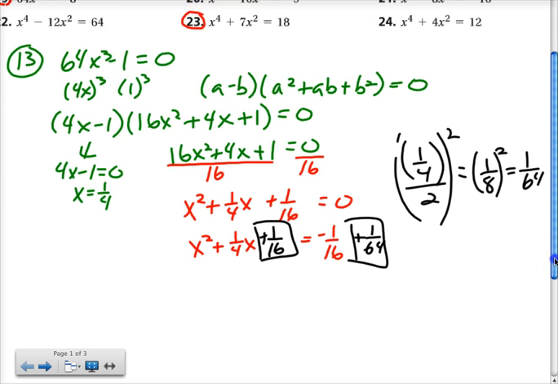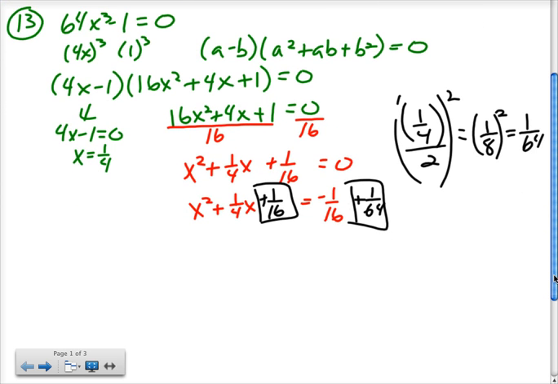All right, next thing to do is to write the left-hand side as a binomial squared. So you have to think back, what did I square to get 1/64? Oh, I wrote 1/16 here. That's 1/64. That was 1/8. And then over on the right-hand side, we would multiply the top and the bottom of this fraction by 4 to get that into 64ths. So we would have a negative 4/64 plus 1/64, which is a negative 3/64.